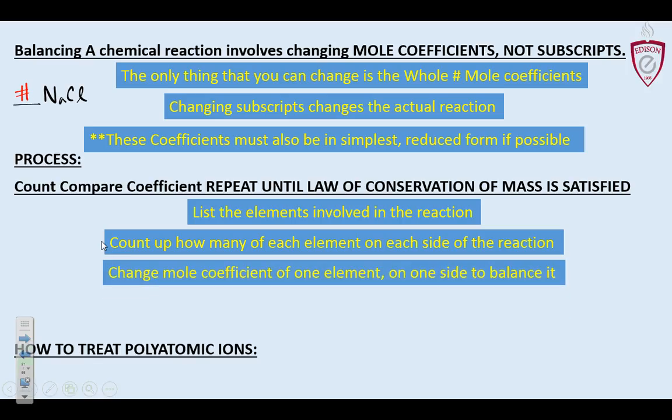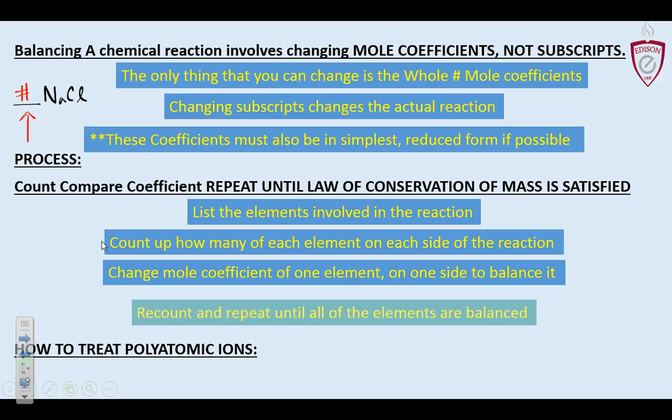Then what you're going to do is pick one element that doesn't seem to balance out, and you're going to pick a number to put on that mole coefficient line, this one that I'm talking about right there, that makes something balance. You've got to make a step in the right direction.